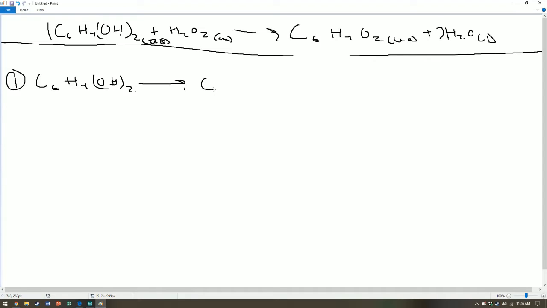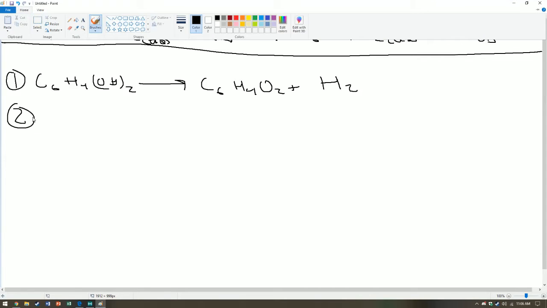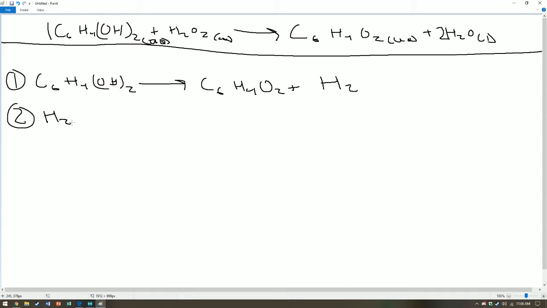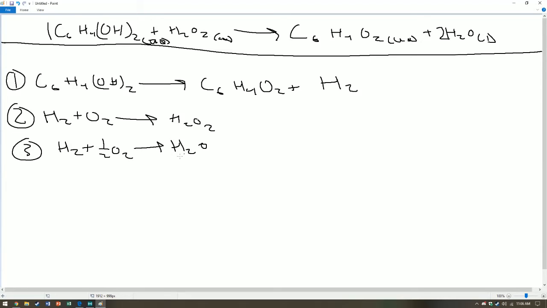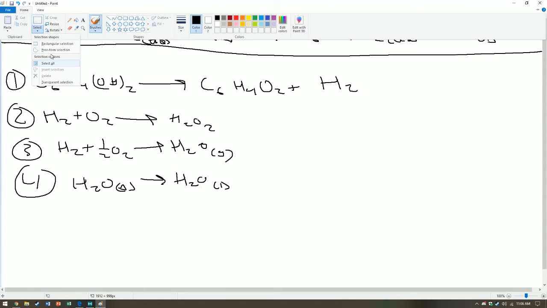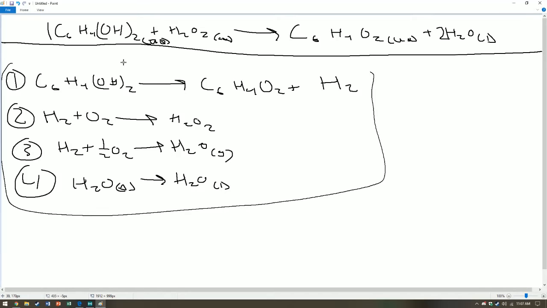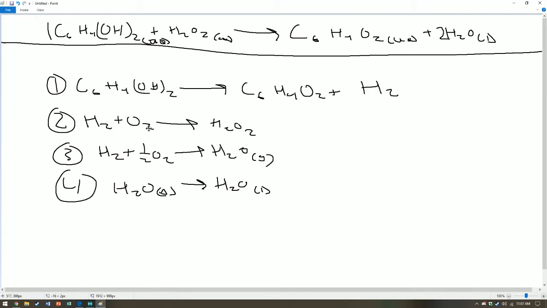Now, our first reaction is C6H4(OH)2 decomposes to C6H4O2 plus H2 gas. The second one is, then I'll center them, the second one is H2 plus O2 yields H2O2. Our third one is, and then our last one is that. Now, first, let me just center everything so it's a little bit clear what it is I'm going to be doing. So, yeah, there we go.